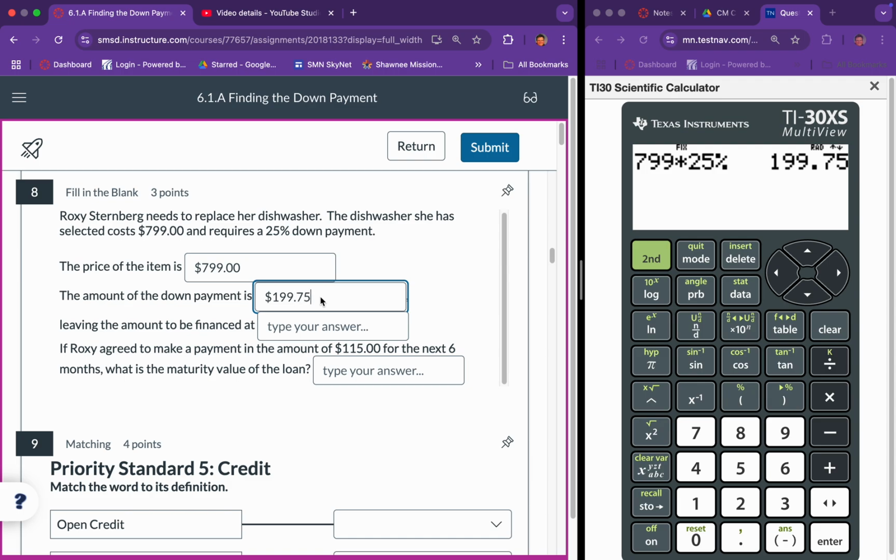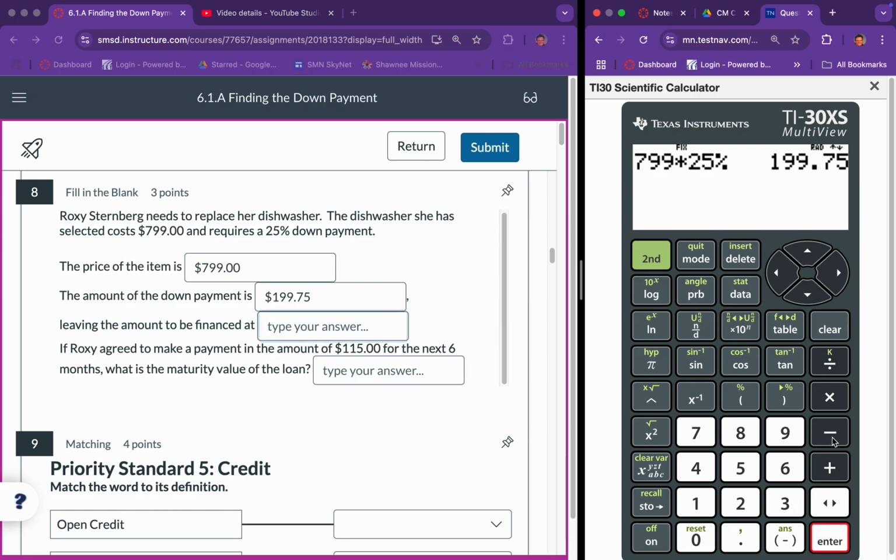So that's what Roxy's going to have to pay at the store. And then they're going to load that washing machine up for her and send her home with it. Okay, she's going to make an agreement then to pay for the rest of it. So it costs $799. She's paying $199.75 right now. So she still owes them money.